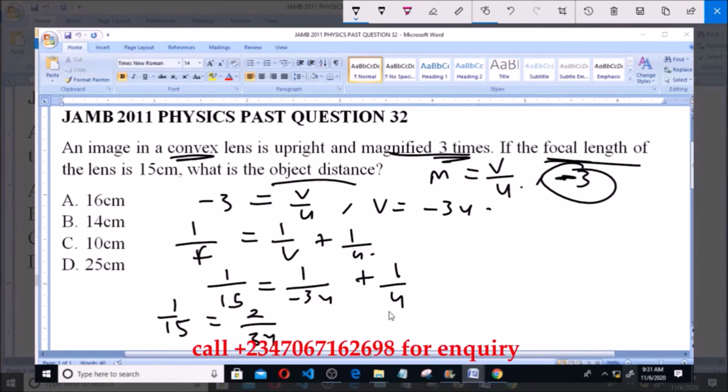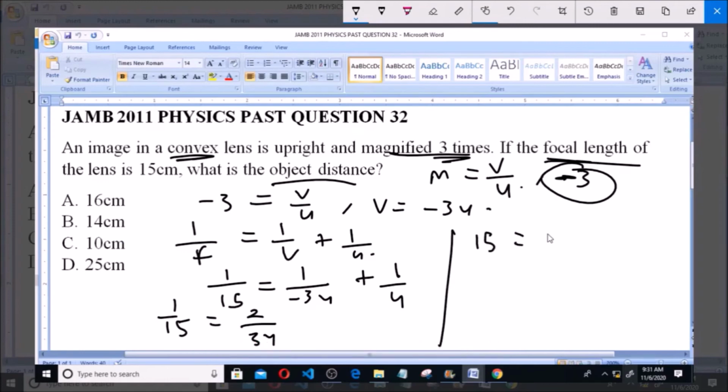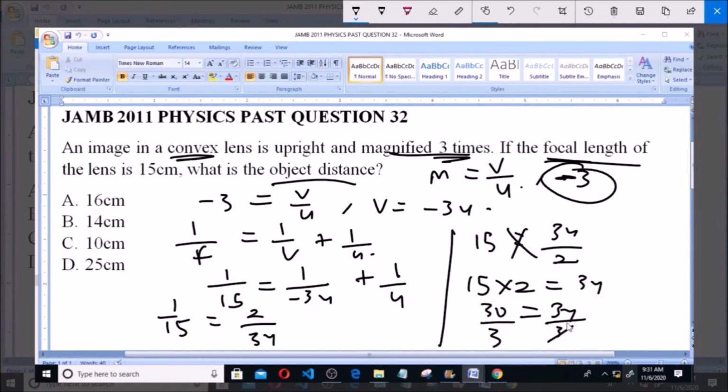Okay, so if we invert that, 15 is equal to 3U over 2. So this way, 15 multiplied by 2 is equal to 3U. That is 30 equal to 3U. Divide through by 3. U is equal to 10 centimeters. And 10 centimeters is option C, which is the correct answer to this question.